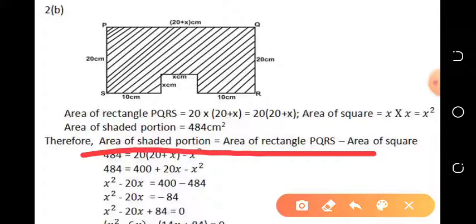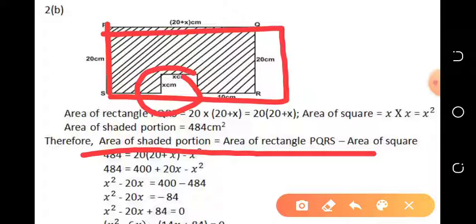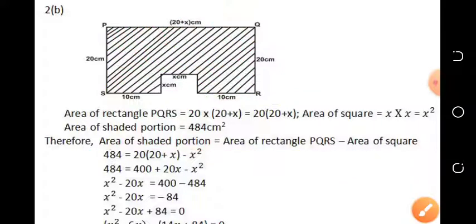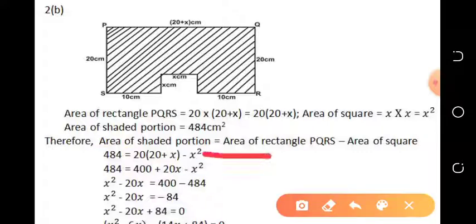Now to solve the problem, we now say therefore area of the shaded portion can be gotten by total area of the rectangle minus area of the square that is cut out. Now, by the time you subtract the area of this square from the total area of this rectangle, you're going to have the area of the shaded portion. I hope you can see that. So the formula is area of shaded portion is equals to area of rectangle PQRS minus area of square.